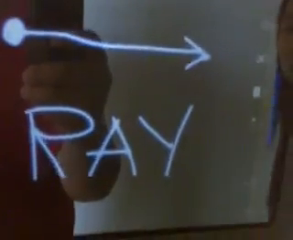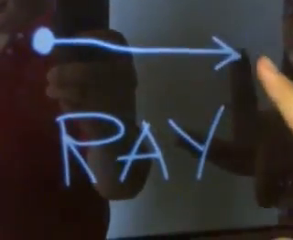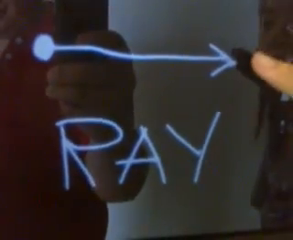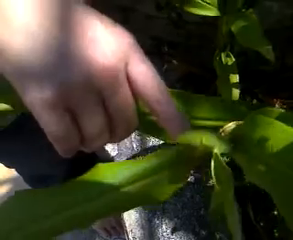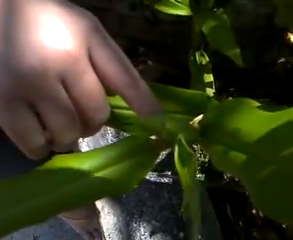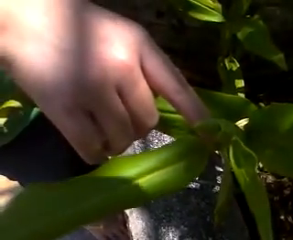This is a ray. It consists of one endpoint and one line extending to one direction. This plant is an example of a ray. It consists of one segment, one endpoint.